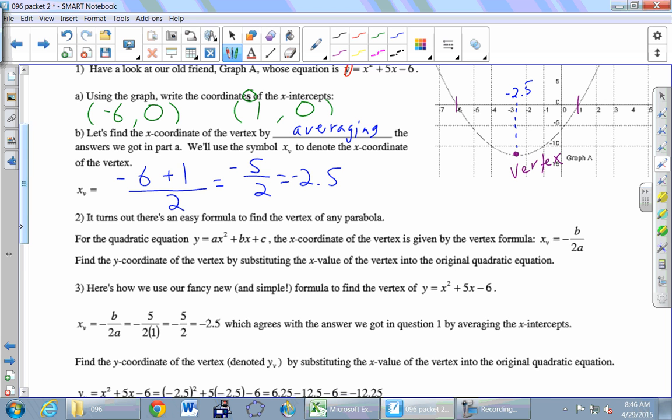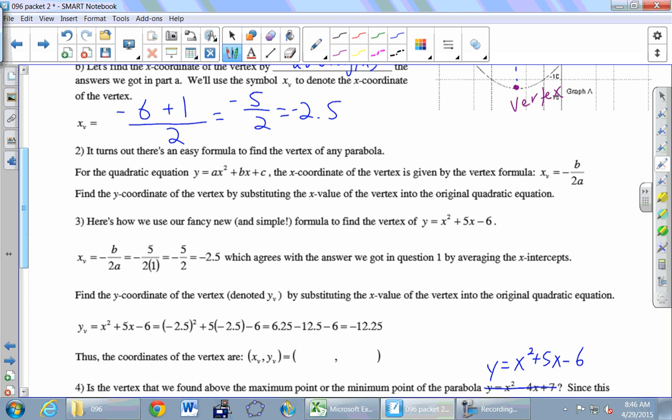So here it goes. For the quadratic equation, y equals ax squared plus bx plus c, the x-coordinate of the vertex is given by this thing, which we'll call the vertex formula. x equals negative b over 2a. Let's use that formula right now.